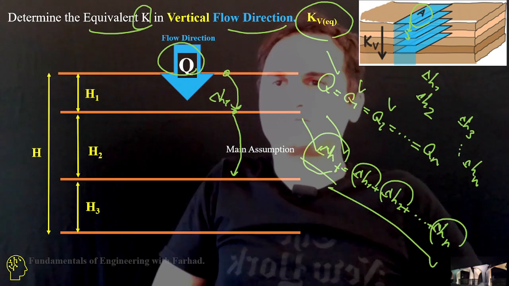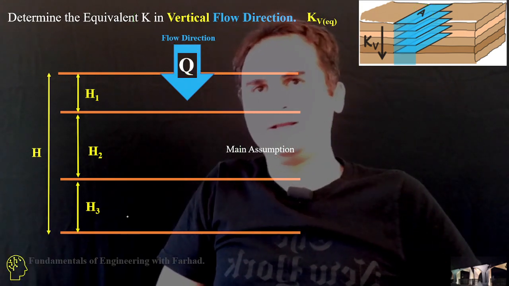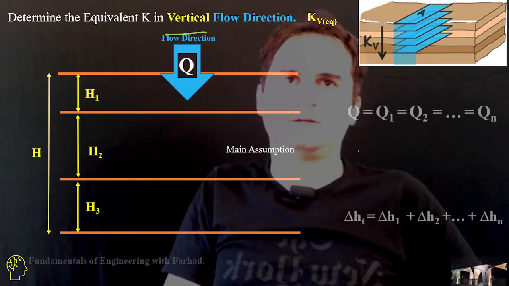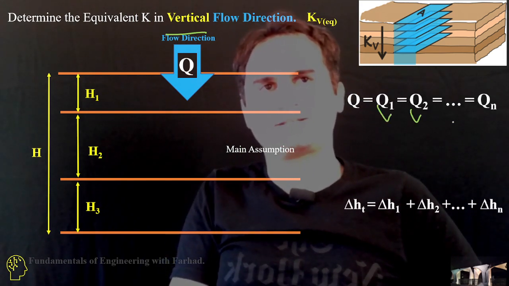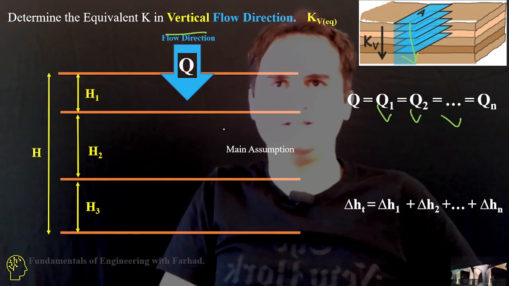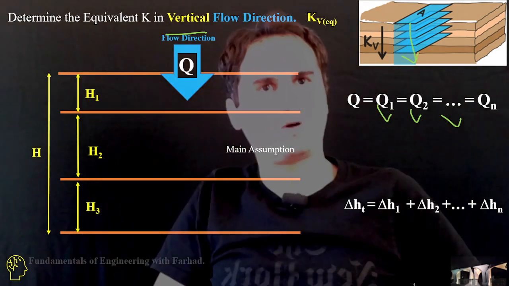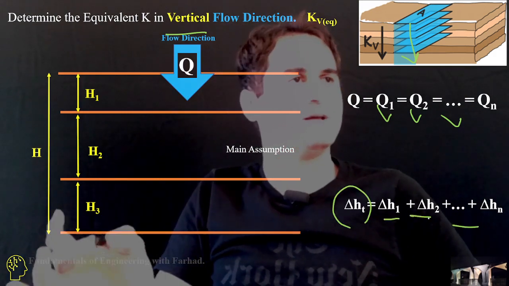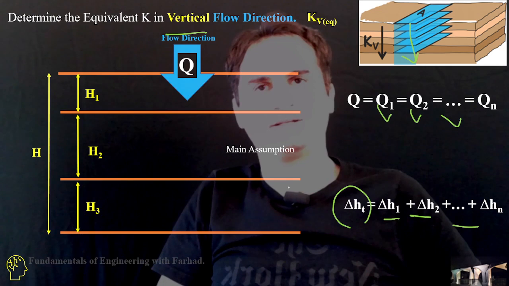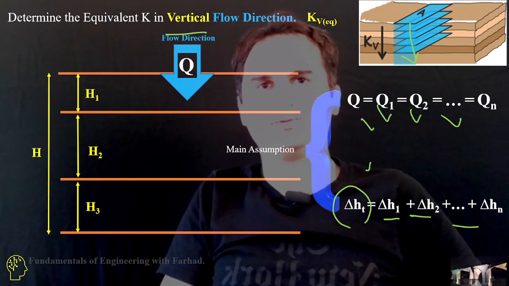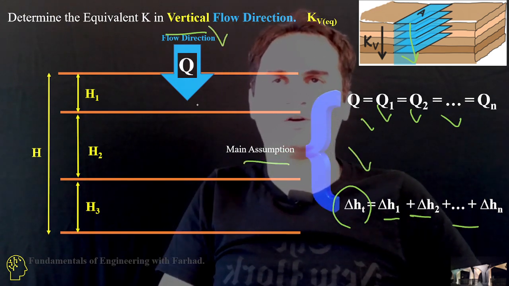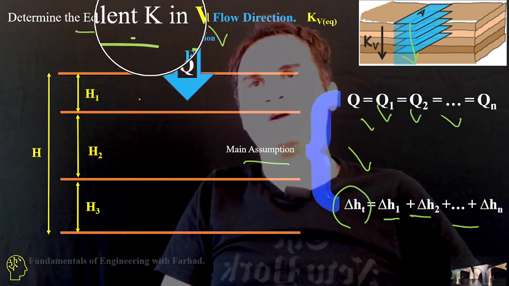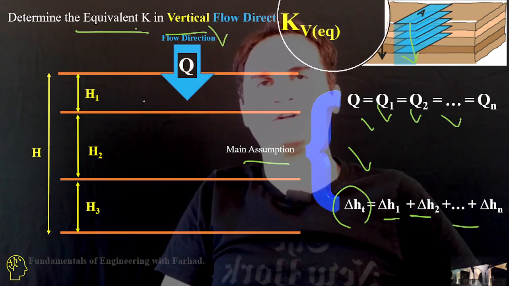So the main assumption for vertical flow direction is that Q remains the same in all layers, as you can see here. The same amount of discharge passes through all the layers, and the total head loss is a combination of all the head losses within the layers. Those are the two main assumptions in vertical flow direction for the calculation of equivalent hydraulic conductivity, or K vertical equivalent.